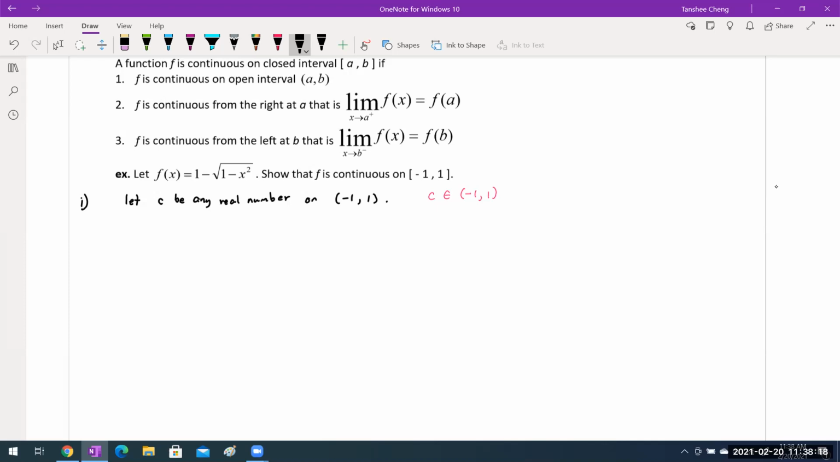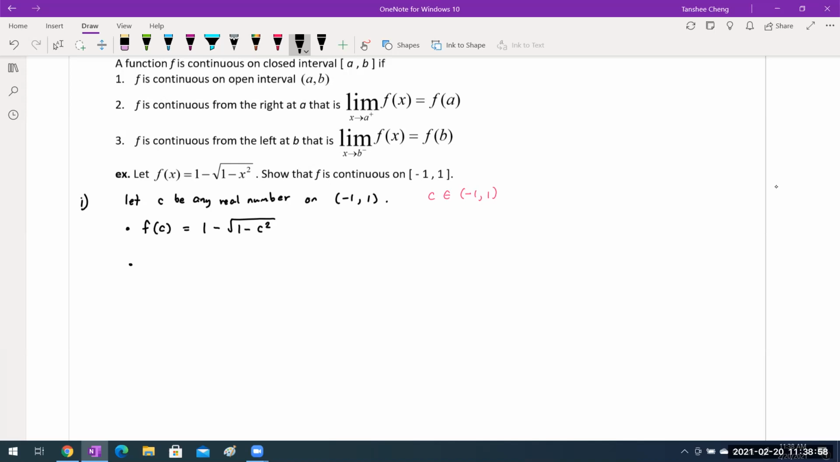Like before, to prove continuity on the interval, first we need to show that f of C is defined. So that is basically 1 minus the square root of 1 minus C squared. Remember, C is any number between 1 and -1, so therefore C squared will never be greater than 1. A decimal number squared is an even smaller decimal number. So therefore, this radical will always be defined, and that's a specific number for any specific C value. So f of C is defined.